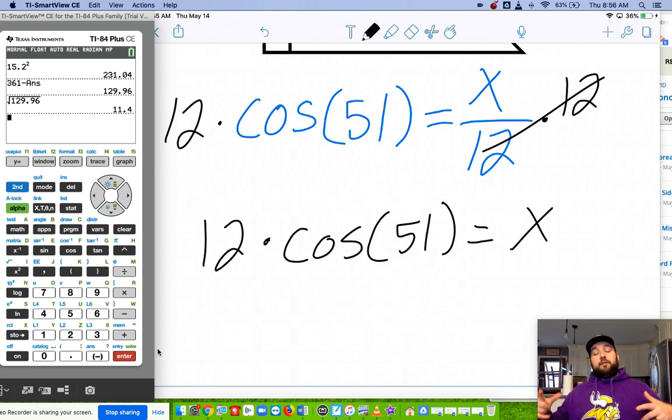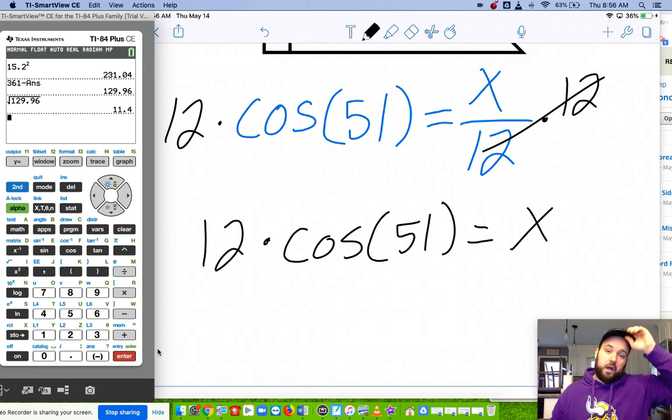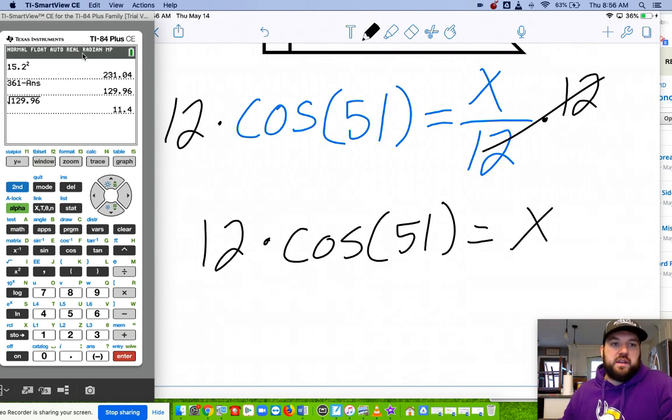Now, every angle has a unique cosine decimal that goes with it. So the cosine of 51 is a specific number. So we're going to just type it in the calculator to do this. The first thing you need to do is make sure that your calculator is in what's called degrees mode, because there's two different ways to measure an angle. We're not going to get into that today.